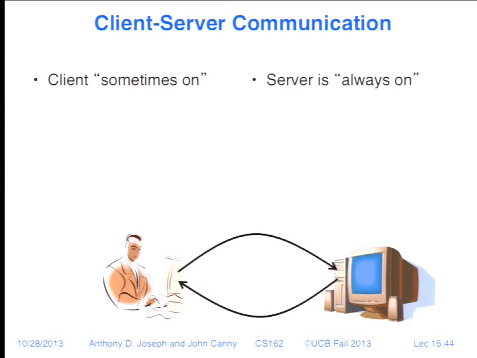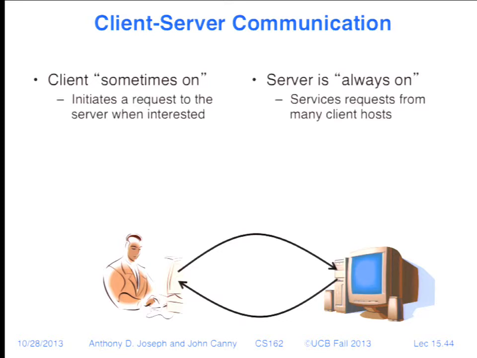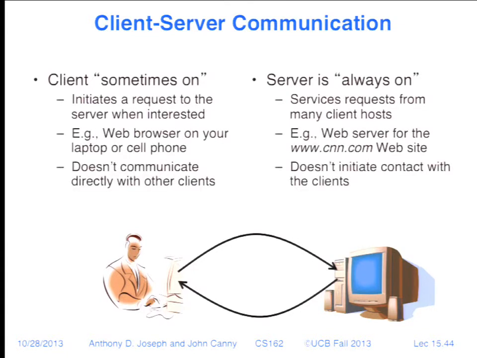Client programs are assumed to be sometimes available. The server is expected to be highly available. Clients normally initiate the requests to a server for some operation that they're interested in. Servers are expected to be running all the time and serving requests continuously. Clients have a lot of difficulty communicating with each other. They do it sometimes, typically through a server, though. On the other side of things, servers don't normally initiate communication, with a few exceptions. They wait for requests from clients.